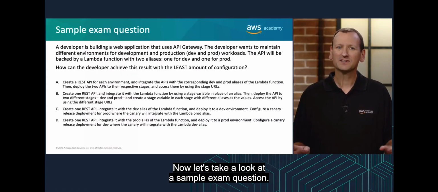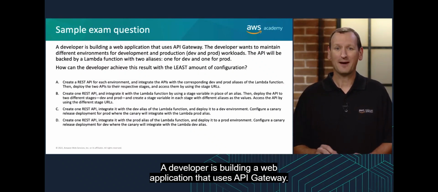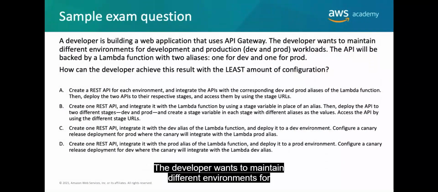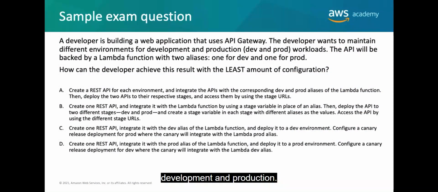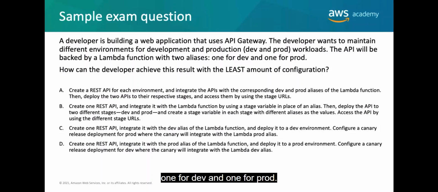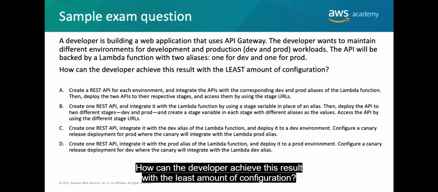Now, let's take a look at a sample exam question. A developer is building a web application that uses API Gateway. The developer wants to maintain different environments for development and production, dev and prod workloads. The API will be backed by a Lambda function with 2 aliases, one for dev and one for prod. How can the developer achieve this result with the least amount of configuration?